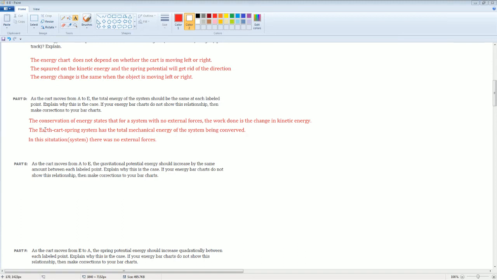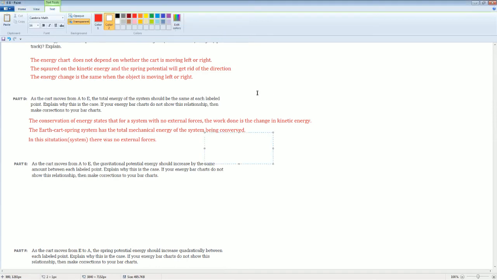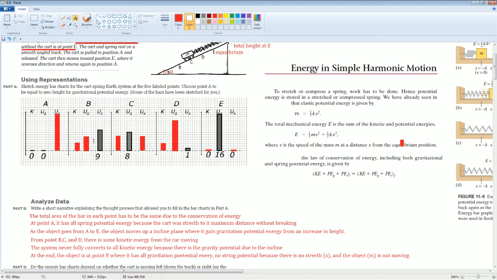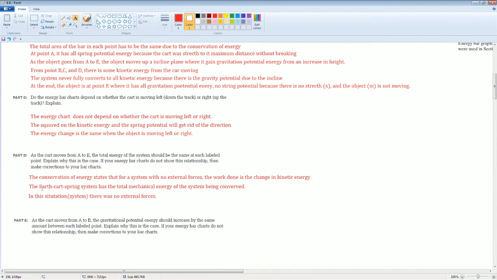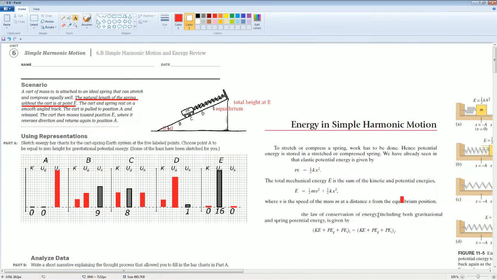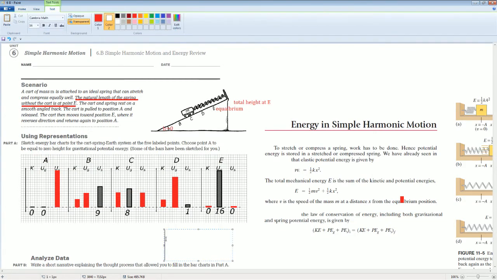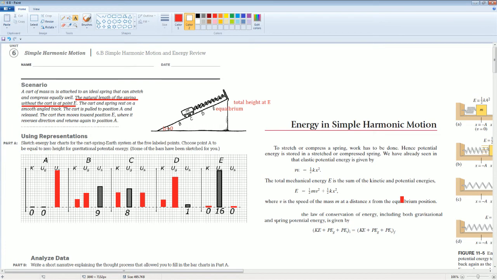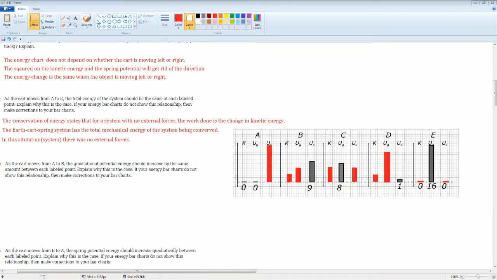If the Earth is taken out of the system, okay, there would be an external force. If you are just looking at the cart and spring, the energy here wouldn't be conserved because there is an Earth part that would be getting energy, okay? So let me show you what I mean. All right, so this is the Earth-cart-spring system.